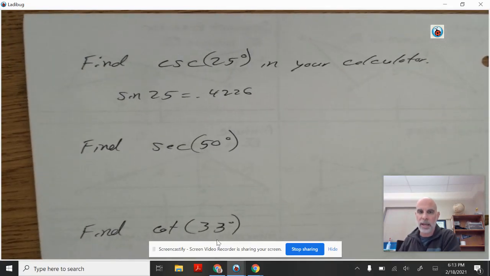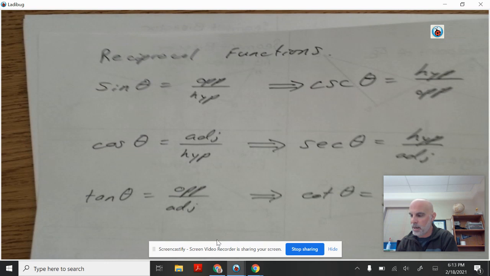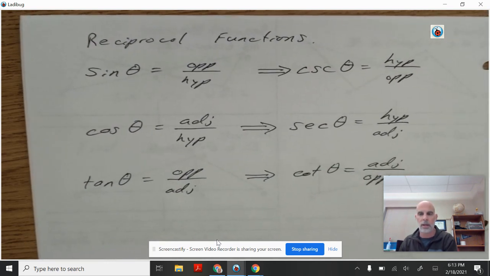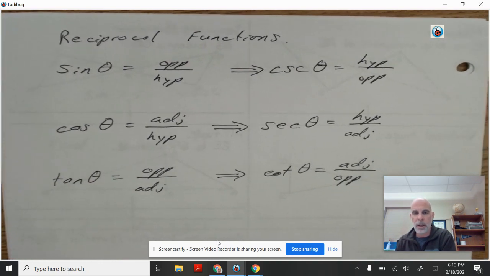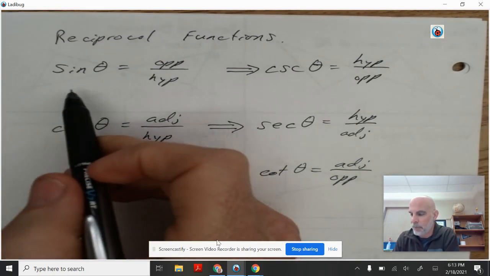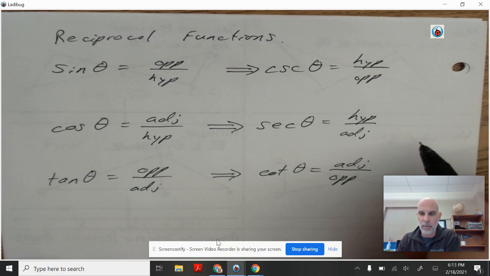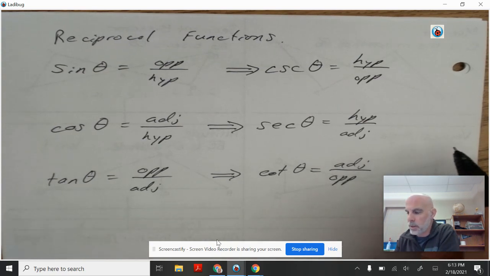Okay, a couple more trig ideas. There are three other ratios besides sine, cosine, and tangent. We are just briefly going to introduce these. They're really pretty easy, and I've got them listed out for you right here, so you may want to write this down or screenshot this.